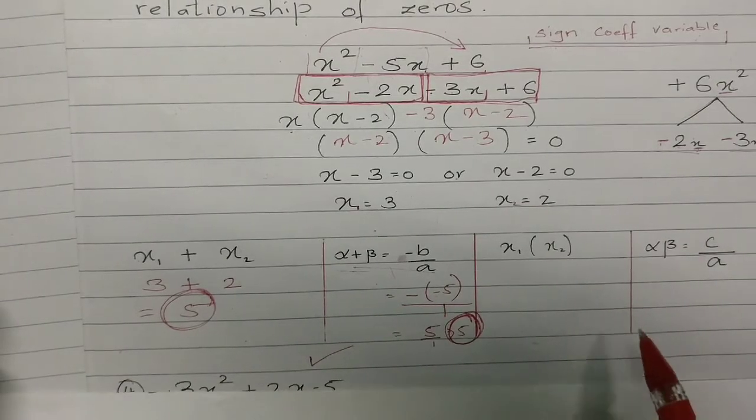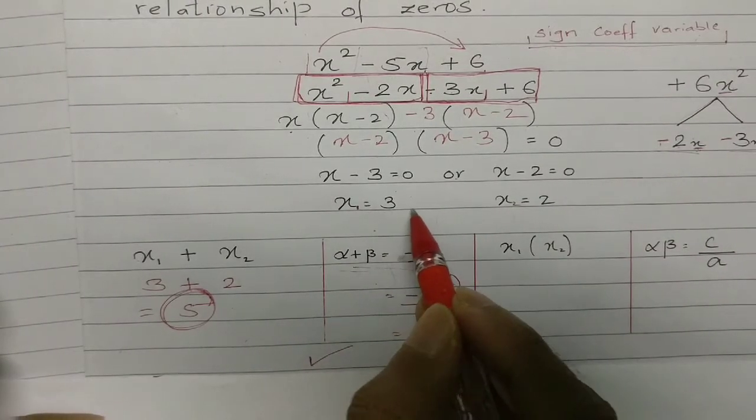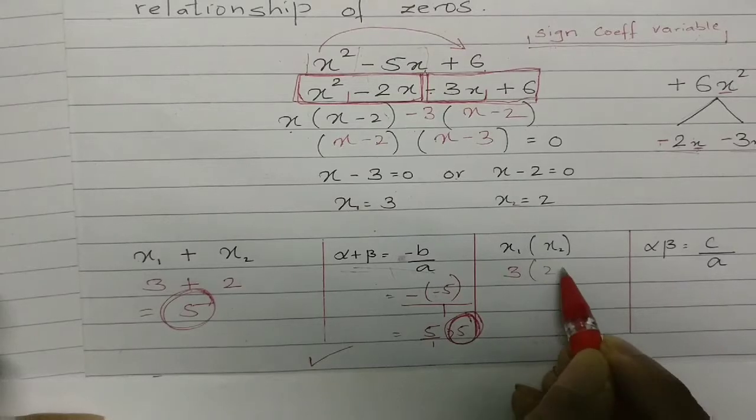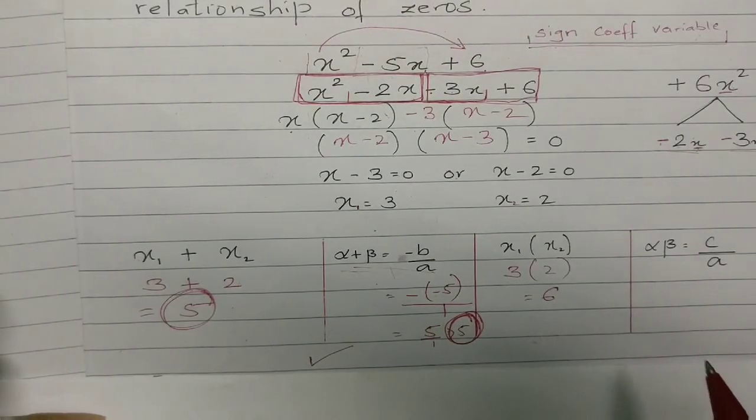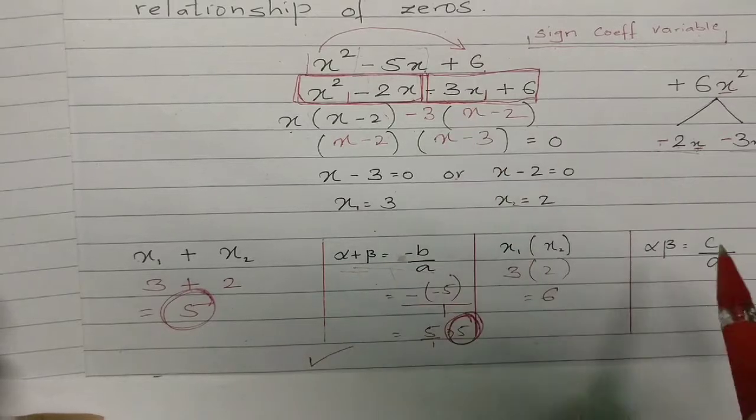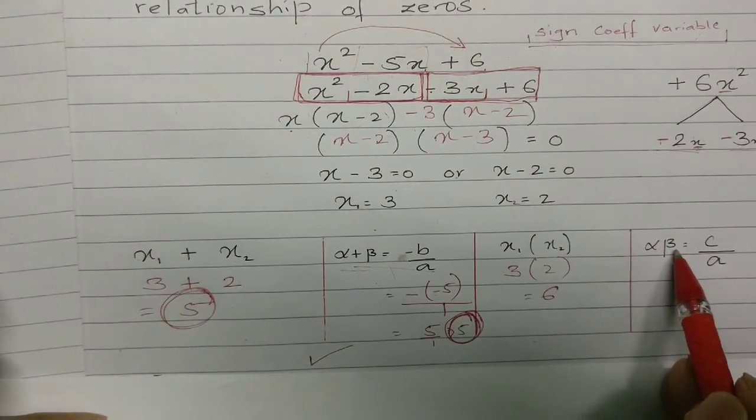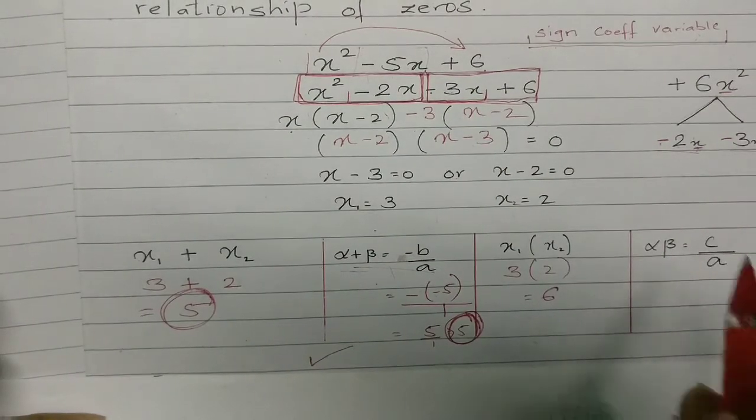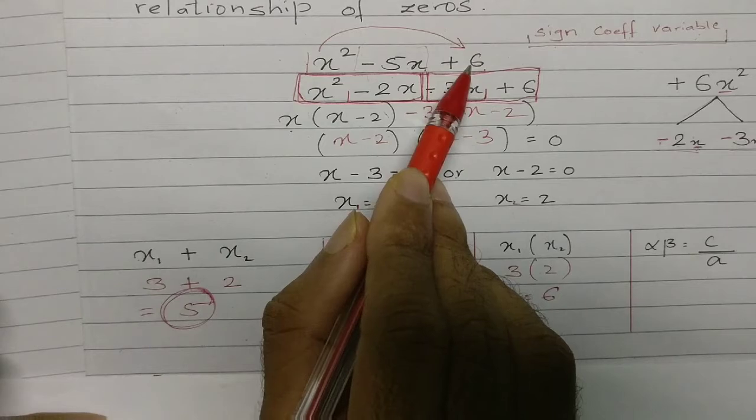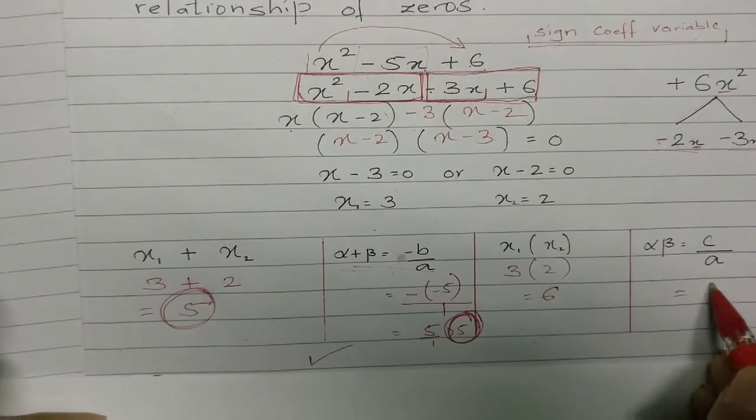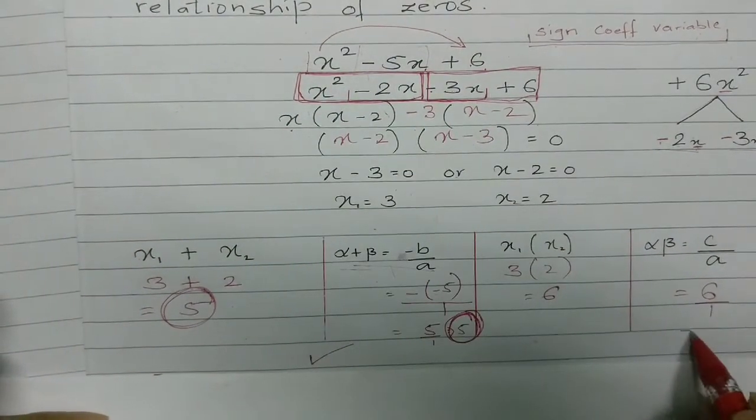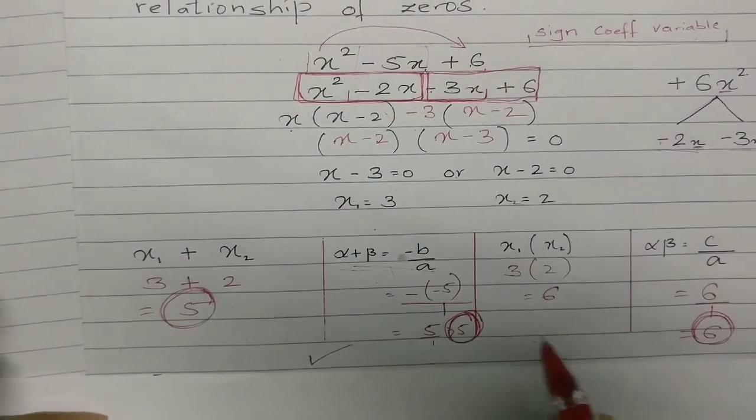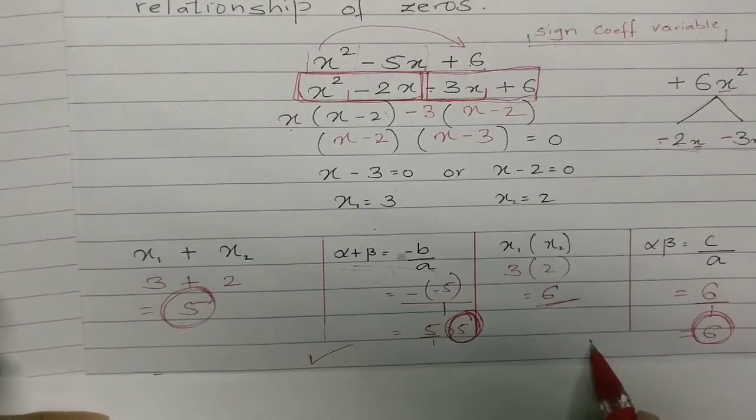Same way, let us check for the product of zeros. This is nothing but 3 multiplied by 2, which is equal to 6. Same way, in this formula, alpha beta is equal to c upon a. My c value is 6. So I will write that upon a value is 1, which is 6. So this and this is also verified.